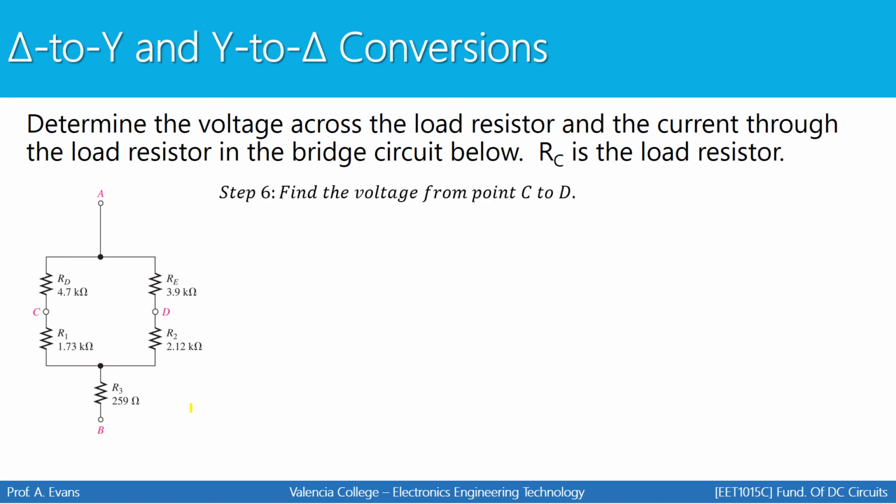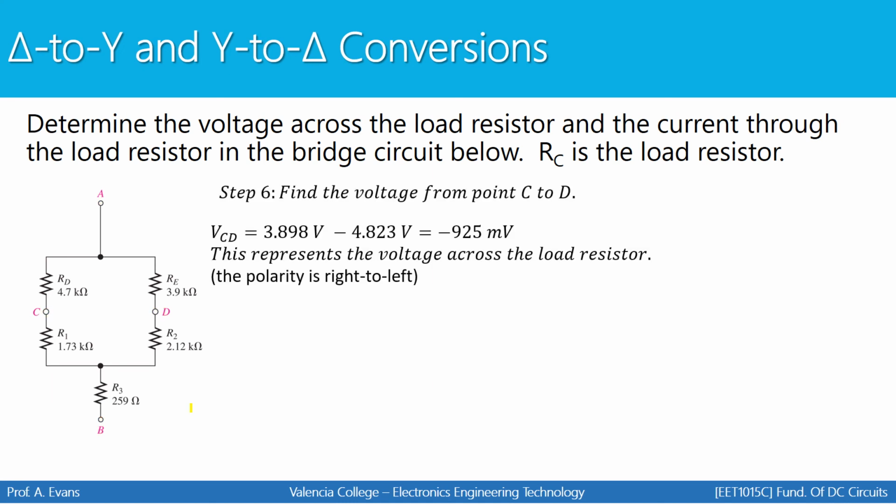My next step is to subtract these two voltages. We're going to find the voltage from point C to point D. Anytime you're finding a voltage from one point to another, you're simply taking the difference between the two. So this gives me a negative 925 millivolt difference. This represents the voltage across the load resistor. That load resistor that is right here in our original diagram.